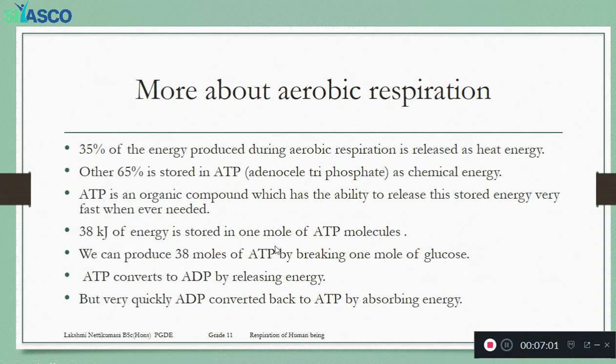This is the most important part that you have to remember. 38 kilojoules of energy is stored in 1 mole of ATP. And we can produce 38 moles of ATP by breaking down 1 mole of glucose. Learn this one by heart: 38 moles of ATP are produced during aerobic respiration.